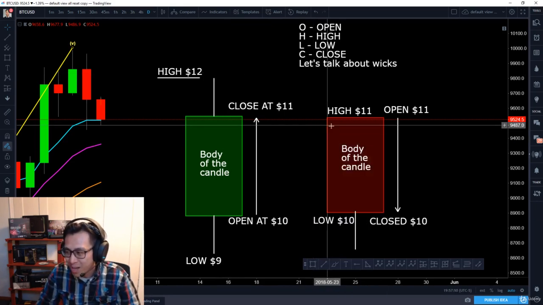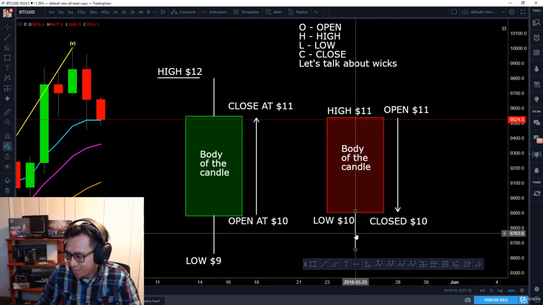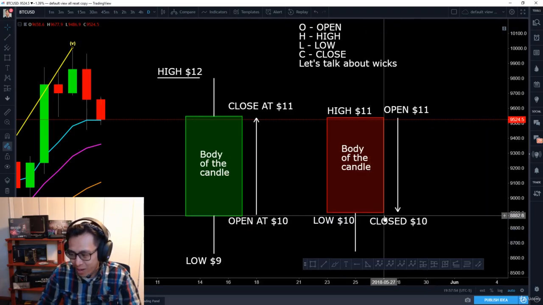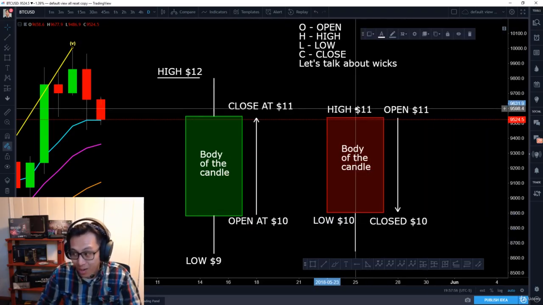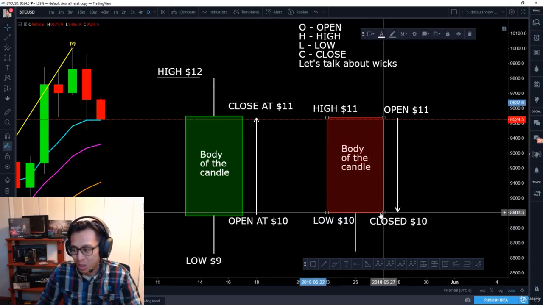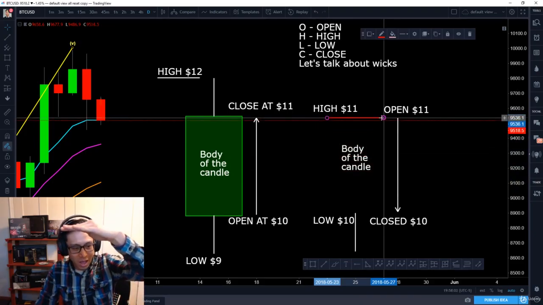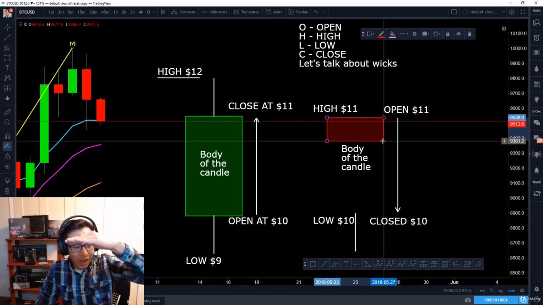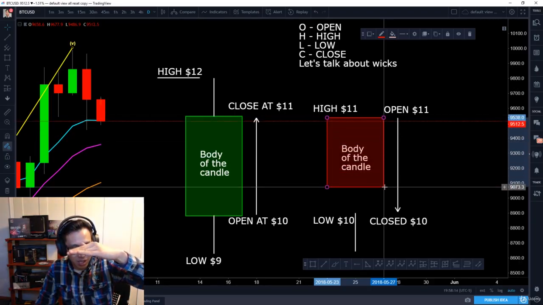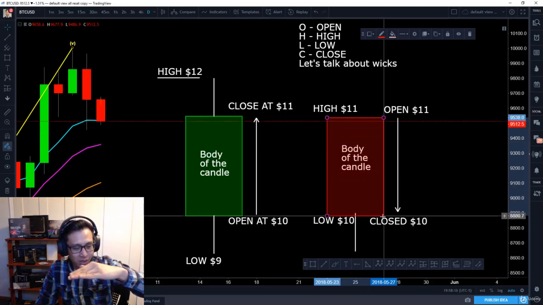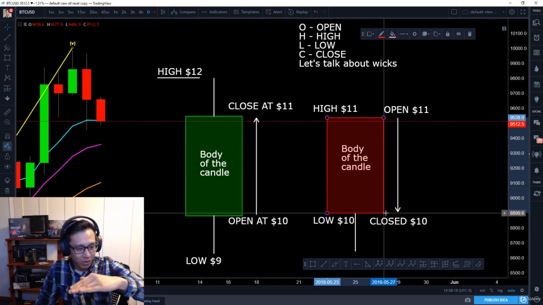So now let's look at the red candle here, right? And let's just say that it opened at $10. So it first of all started right there, okay? And that's also the high, because this is the high at $11, and it also opened at that price. So then the market decides to sell it down, sell it down, sell it down, right?